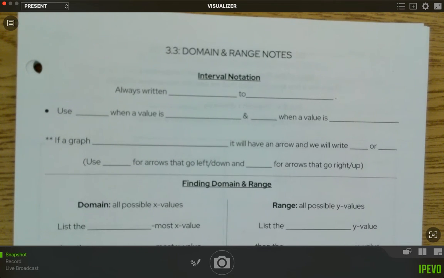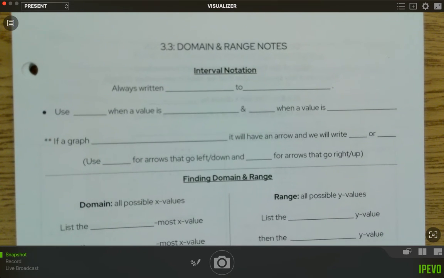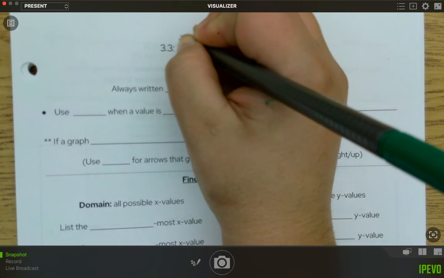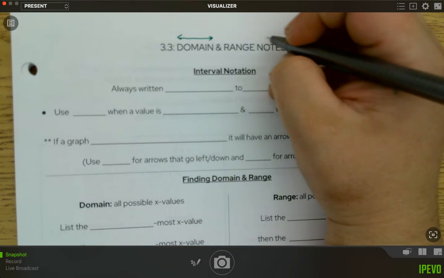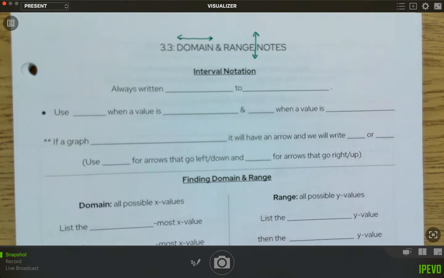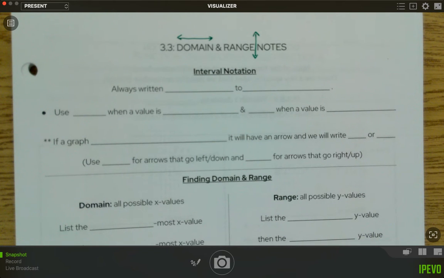Welcome to lesson 3.3, domain and range. So basically, domain is a way of describing how far to the left and to the right the graph can go. And range is a way of describing how low and how high the graph can go. So it's basically taking a big look at how big your graph is, how far it goes in every direction, so that you know what the restrictions of your graph are.